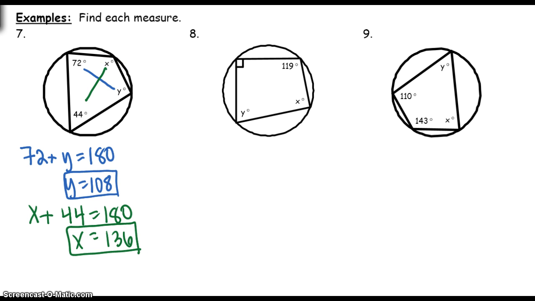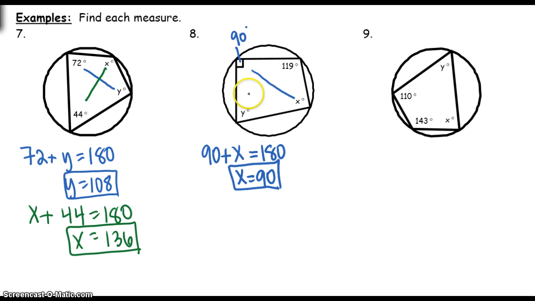Just like that. Let's look at number 8. What's different about number 8 than number 7? Well, let's talk about these two guys. What does this symbol mean? 90 degrees, right? That means 90 degrees. So we know that 90 plus x, opposite angles, equals 180. Then we would subtract 90 from both sides, and we'll get x equals 90 degrees.